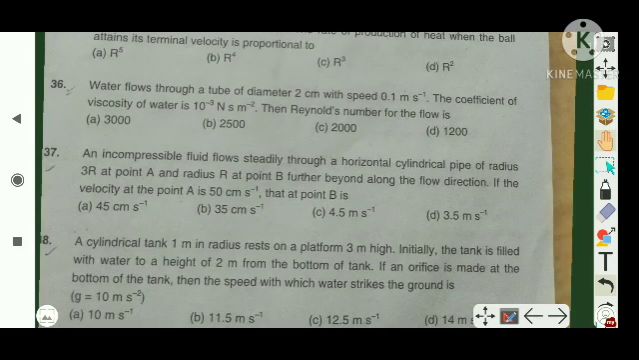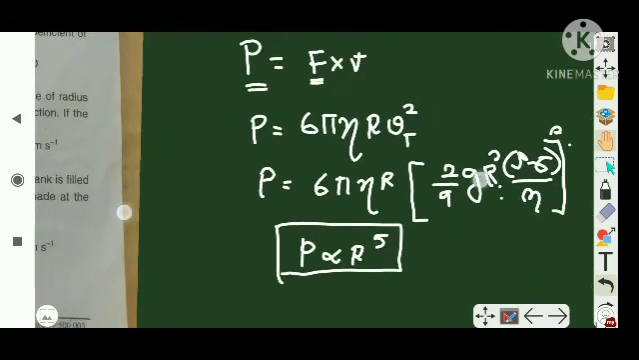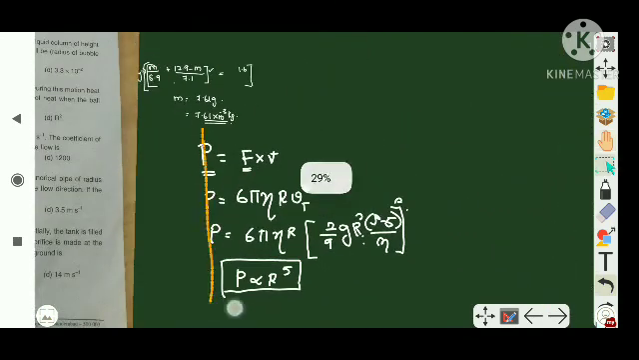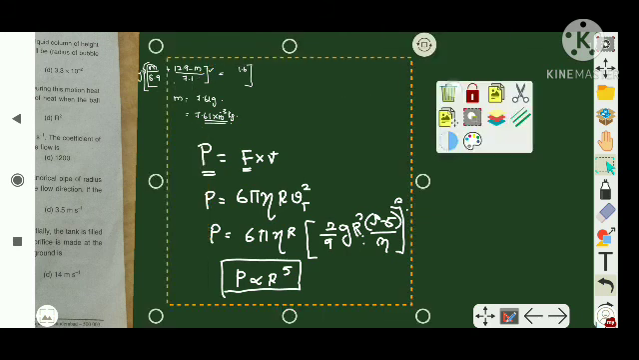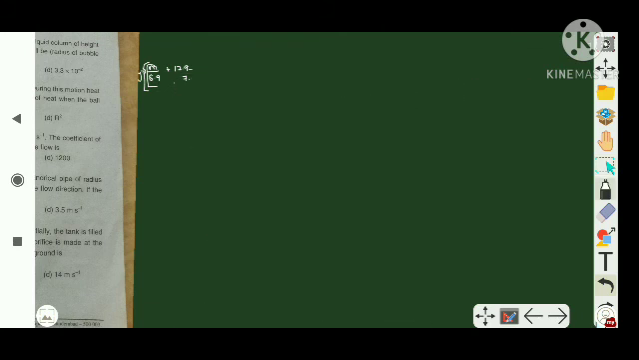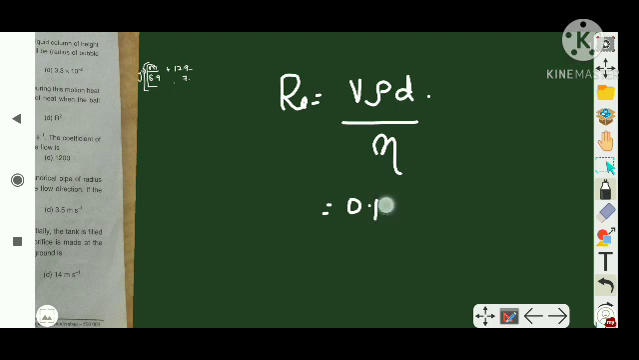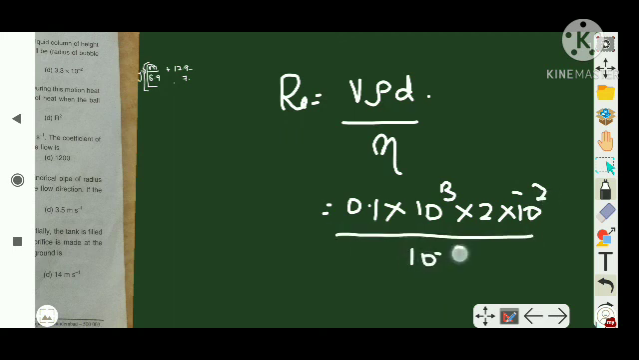Water flows through a tube of diameter 2 cm with speed 0.1 meter per second. The coefficient of viscosity is given. You are asked what the Reynolds number is. So you have to remember the Reynolds number expression. Re is equal to v rho d divided by eta. That is equal to 0.1 into 10 to the power 3, that is the density, into 10 to the power minus 2, and the viscosity is 10 to the power minus 3. You will get 2000 as the answer. Clear?